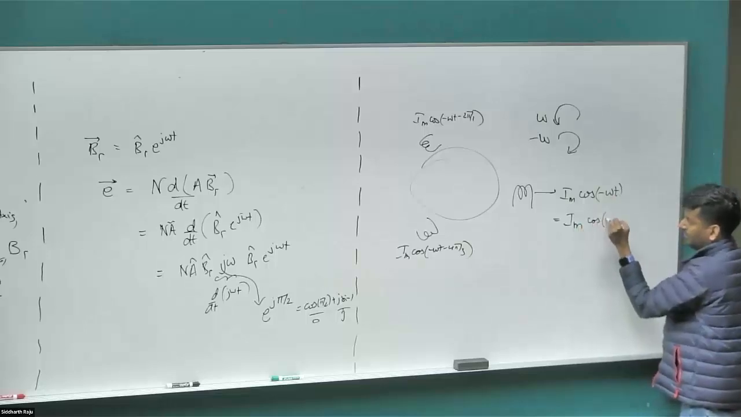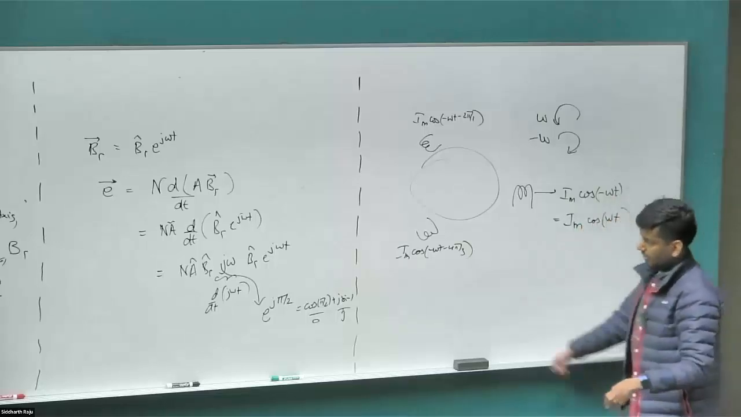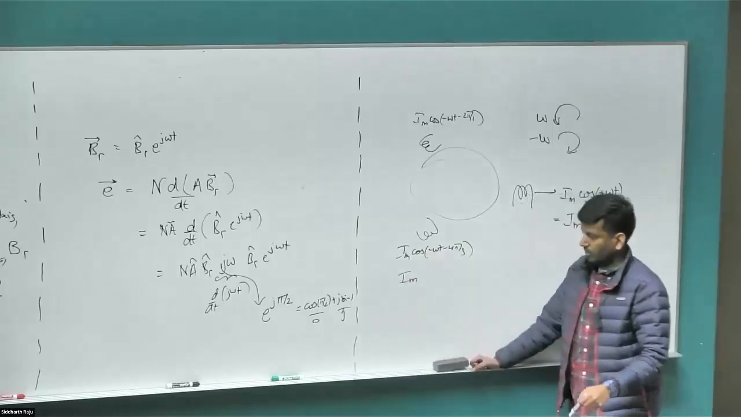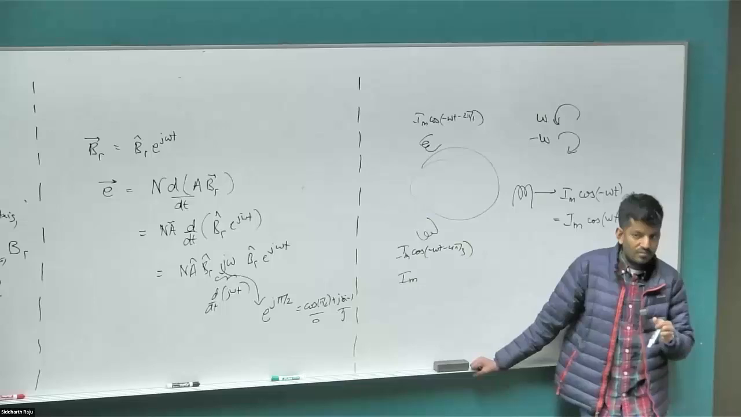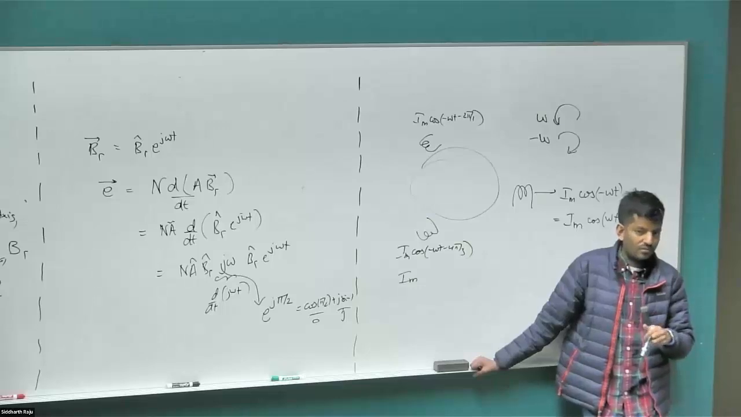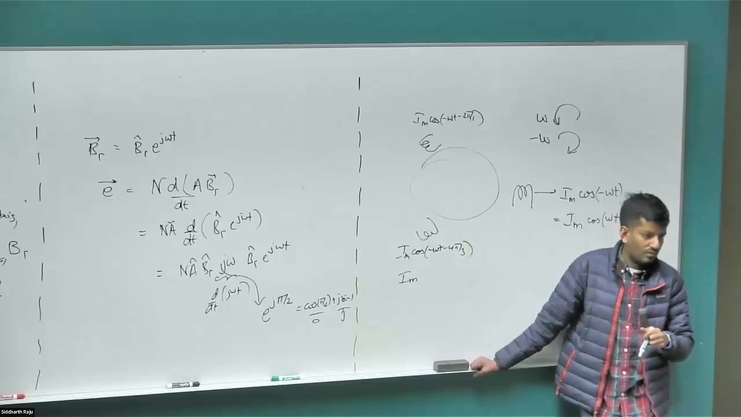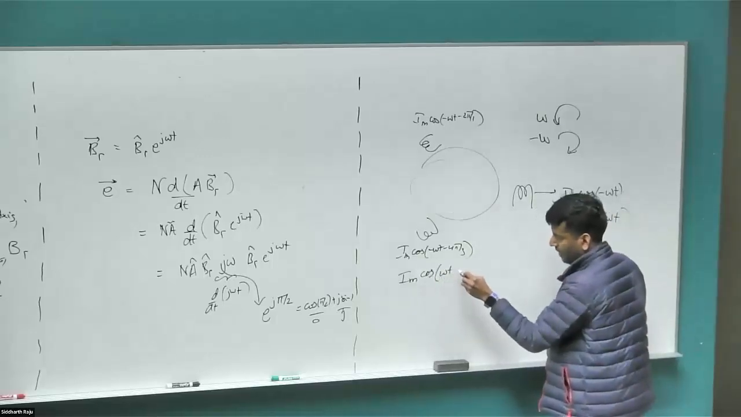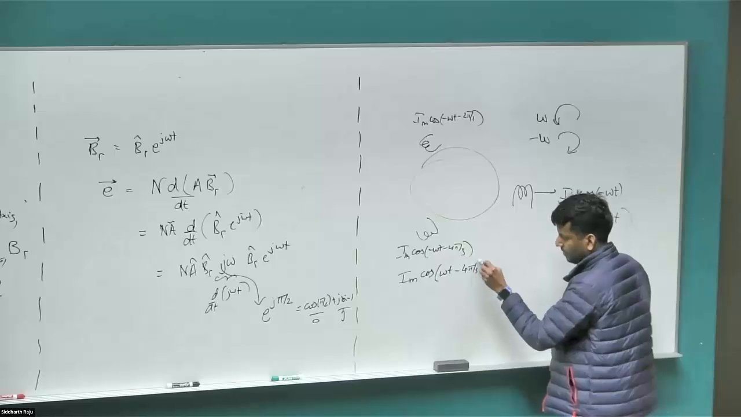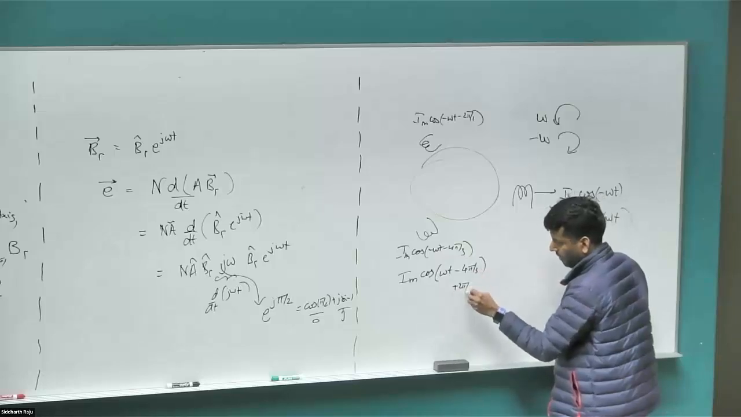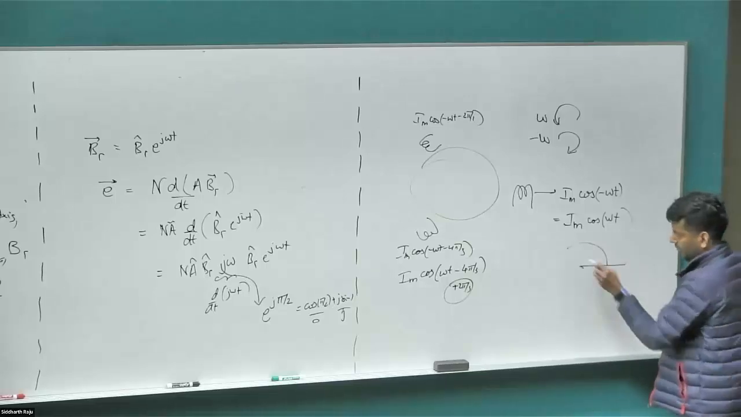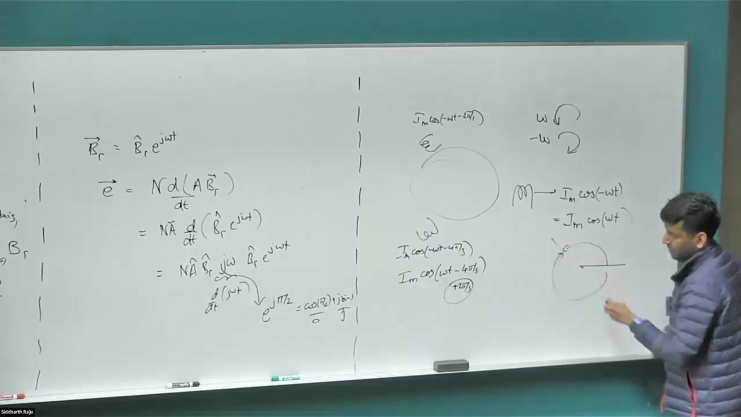Cos of negative angle is just cos of omega t. What would this term come out to be? I want to remove the negative term from the frequency. What will it come out to be? Omega t plus 2 pi by 3, which is exactly the same as saying it's omega t minus 4 pi by 3. Right? So plus 2 pi by 3 is the same as negative 4 pi by 3. Okay? So plus 2 pi by 3 or negative 4 pi by 3 are both one and the same.